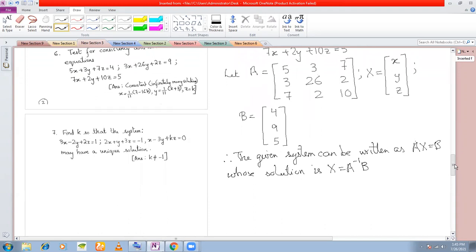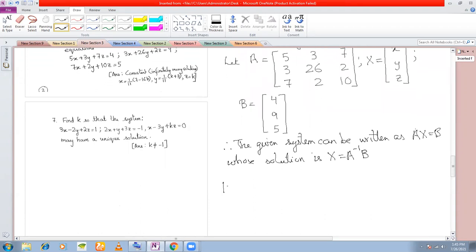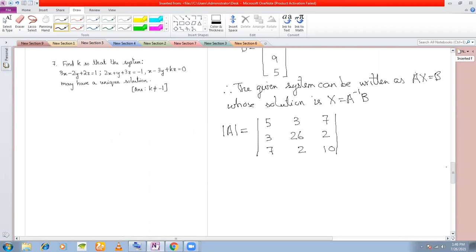So we'll proceed to find A inverse if it exists. First let us find the determinant value of A. The determinant value of A, you can expand this and find this out to be 0. So this shows that A is a singular matrix. That means A does not have a unique solution. The system.